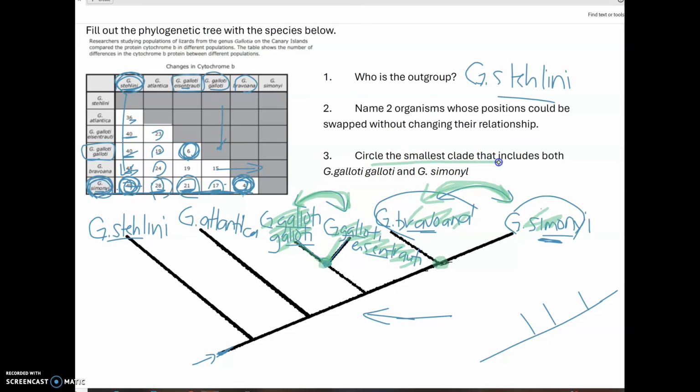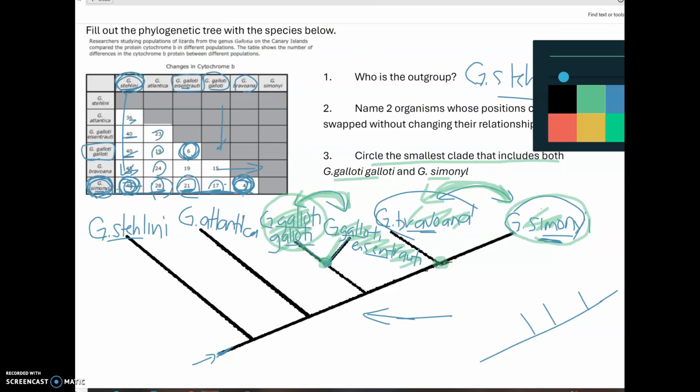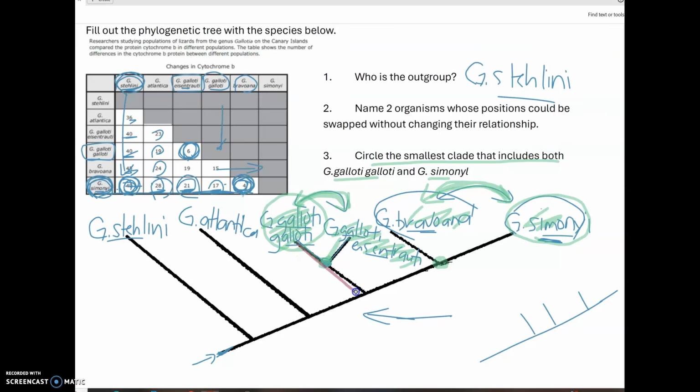And then it says circle the smallest clade that includes both G. galati and G. Simonelle. So Simonelle is here, galati is here. Remember, a clade is what we call monophyletic. That means it's one ancestor and then everything that descended from it. So if I track back to where these branched, it would be here. So the smallest clade that would include everything would be this. It would have to be from this point, and then every organism that descended from this point. That would be a valid clade.